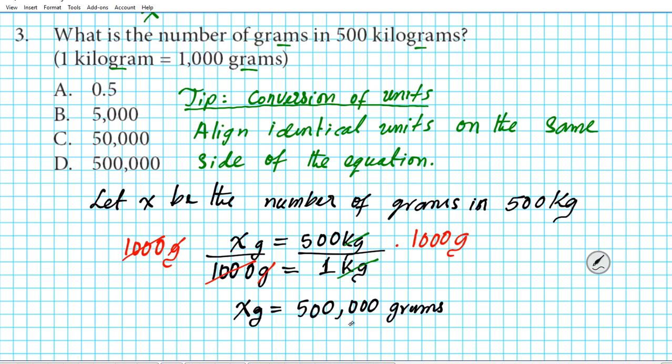Okay, so what does this tell us? It tells us that there are 500,000 grams in 500 kilograms. The answer to question number 3 is option letter D.